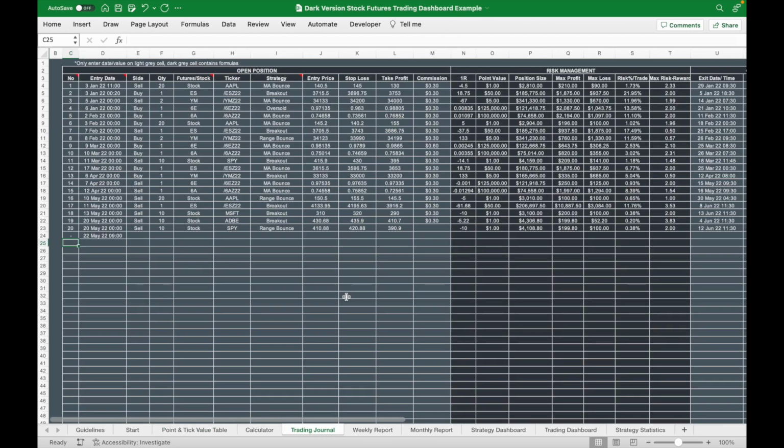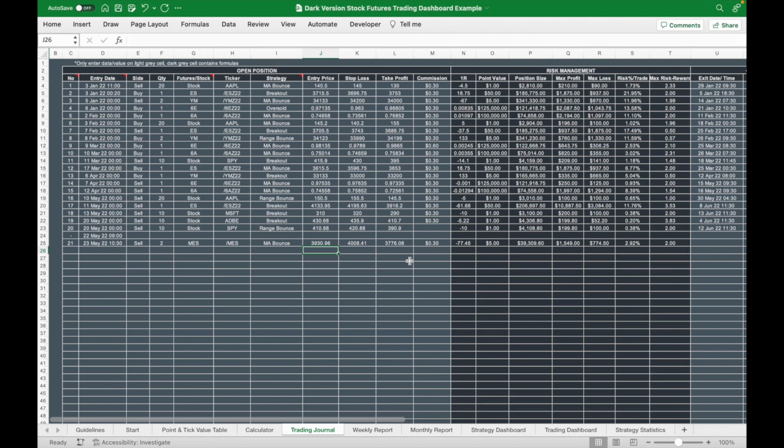Now let me show you an example of how to input trading data into the journal. First, enter the trade number in numerical value. Enter the entry date and time. Select the trade direction from the drop-down menu here. Input the number of shares when you open the position. Select the product of the future from the drop-down menu. Input the ticker of the future product. Select the strategy from the drop-down menu. Enter your entry price, your stop loss level, and your take profit level. If there is a commission when you open the trade, remember to input the commission here.